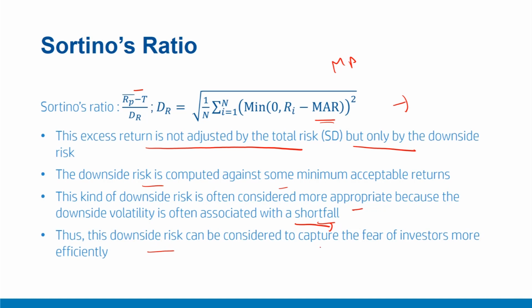Often this downside risk captures the fear of investors, and it is more efficient in capturing the fear of investors. To summarize, in this video we discussed Sortino's ratio. Sortino's ratio is a measure of performance where only downside risk of the portfolio is considered. Often downside risk measures are more appropriate in capturing investor fears more efficiently.